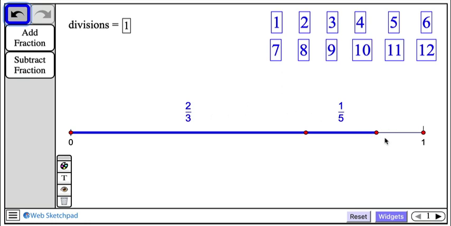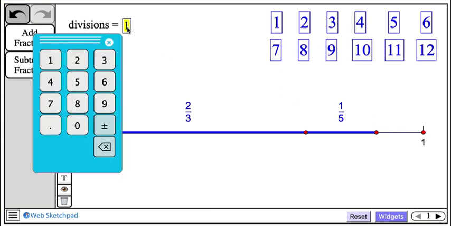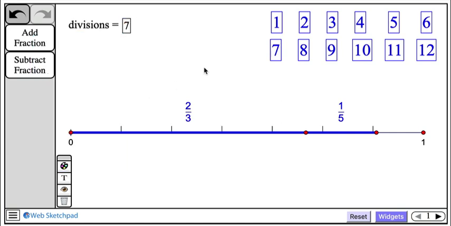But what is this point? Well, using this divisions value here, I can subdivide this region from 0 to 1 on my number line into equal parts. So for example, I could change the 1 to say a 7, and I've just divided this into 7 equal parts. Well, that doesn't help me figure out what my sum is, so what should I divide this into?